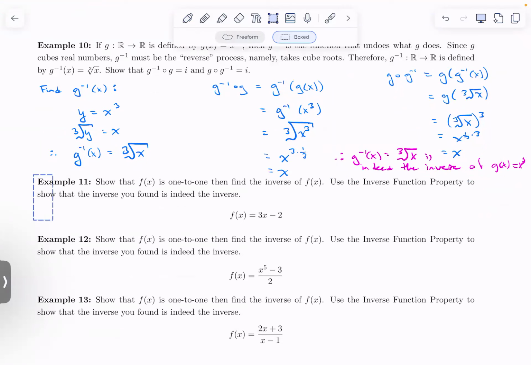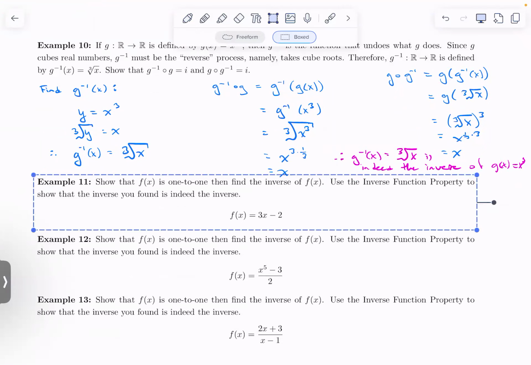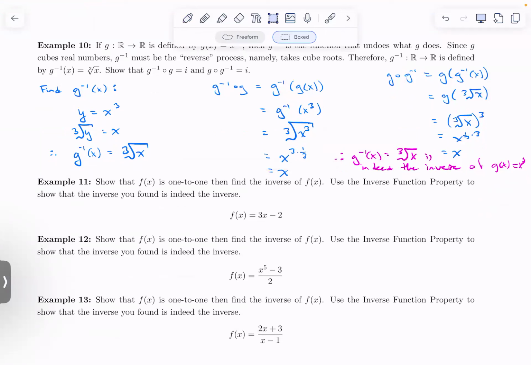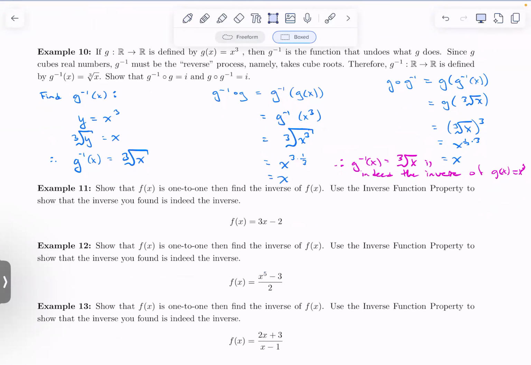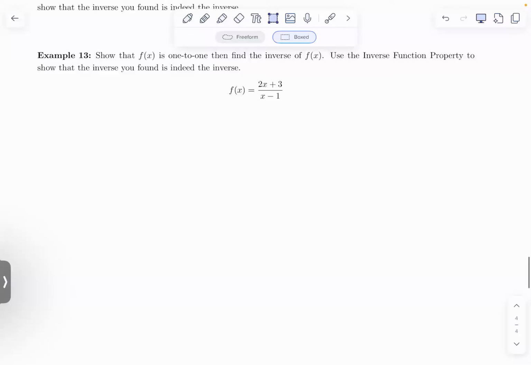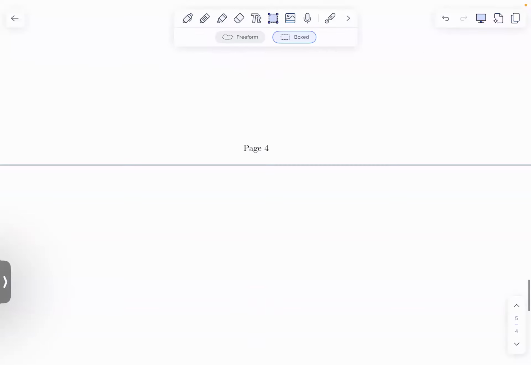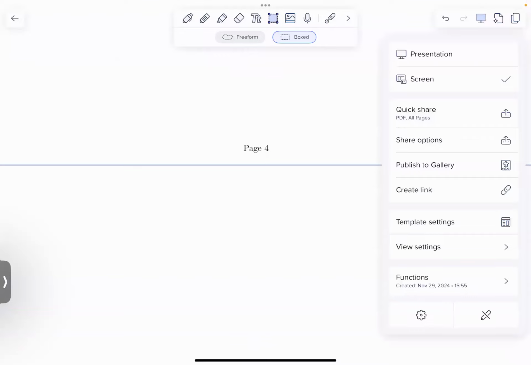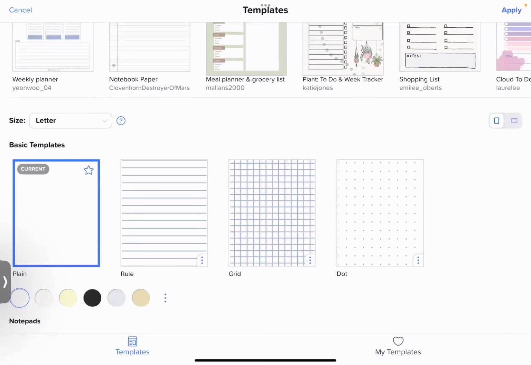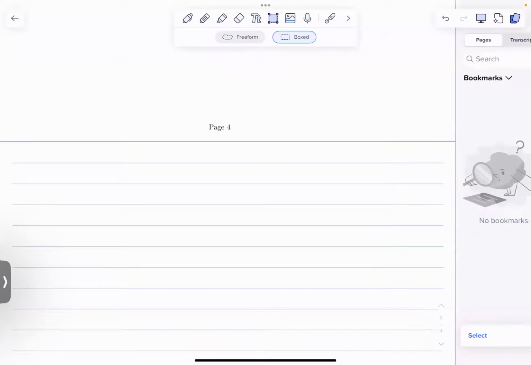Just because I'm going to snag these and bring them to the next page here. Oh. Need lines. Oops.